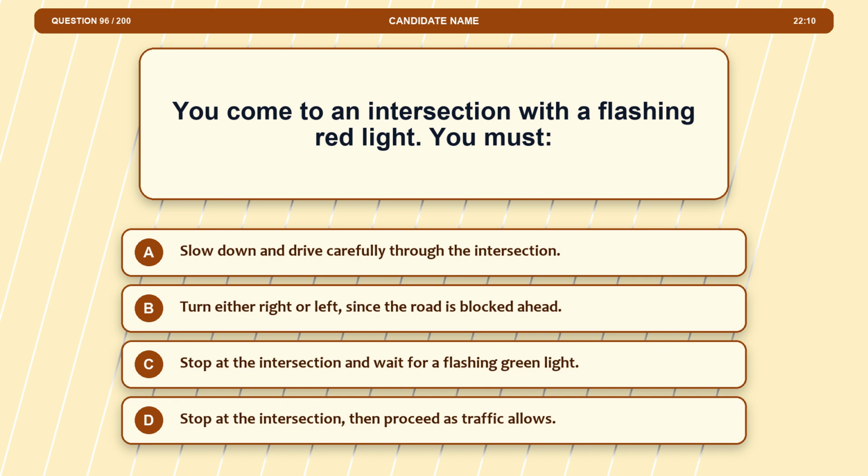Question 96. You come to an intersection with a flashing red light. You must Option A, slow down and drive carefully through the intersection. Option B, turn either right or left since the road is blocked ahead. Option C, stop at the intersection and wait for a flashing green light. Option D, stop at the intersection, then proceed as traffic allows.